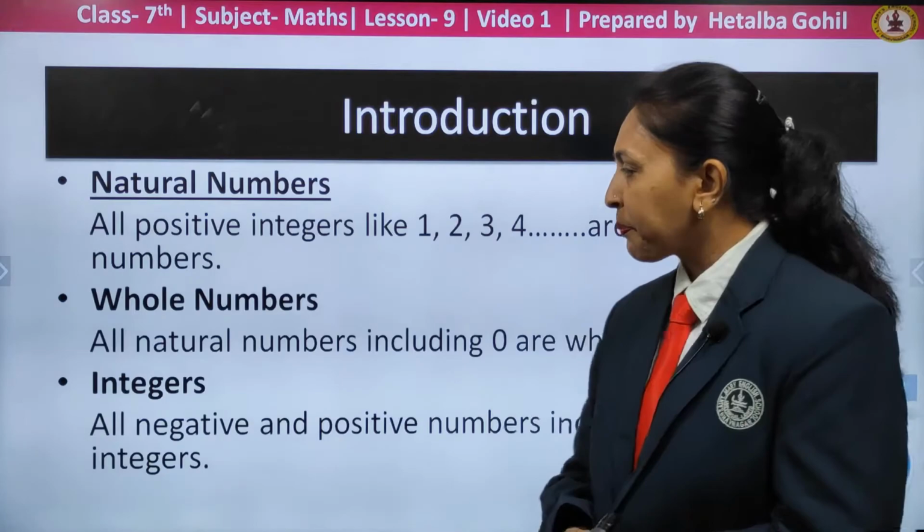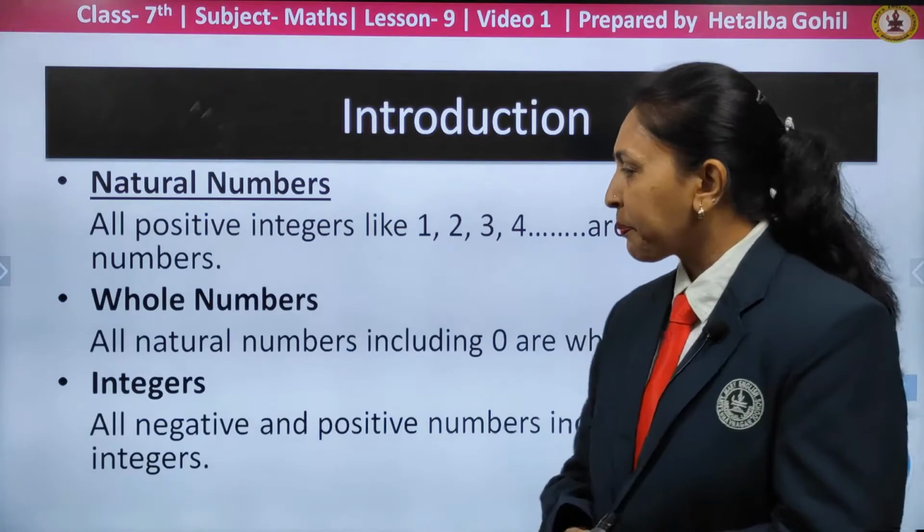Now, comparison of rational numbers. To compare two positive rational numbers, we need to make their denominators the same. Then we can easily compare them. Children, that is the most important thing that we have already learned in fractions also. The same thing applies for rational numbers. We can compare two rational numbers only if their denominators are the same.